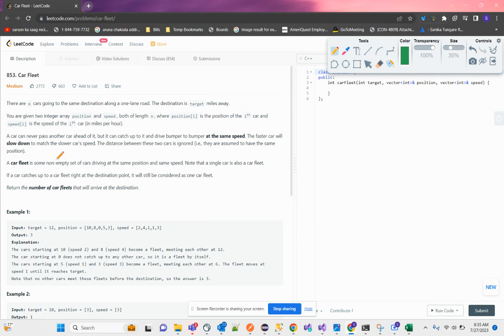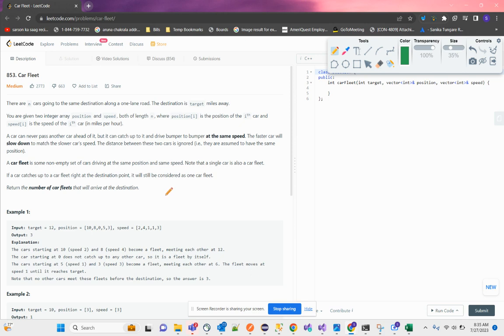A car fleet is some non-empty set of cars at the same position and same speed. Note that a single car is also a car fleet. Even a single car, if it is present, is also a car fleet. Return the number of car fleets that will arrive at the destination.